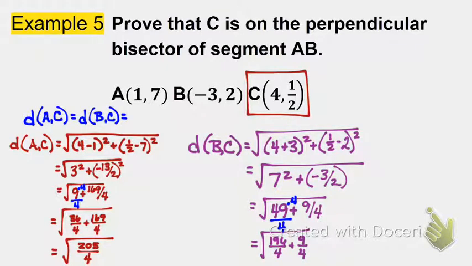196 over 4 plus 9 over 4. What is 196 plus 9? 205. So I have the square root of 205 over 4. Is this on the perpendicular bisector? Yes, it is. And we have now proven that.